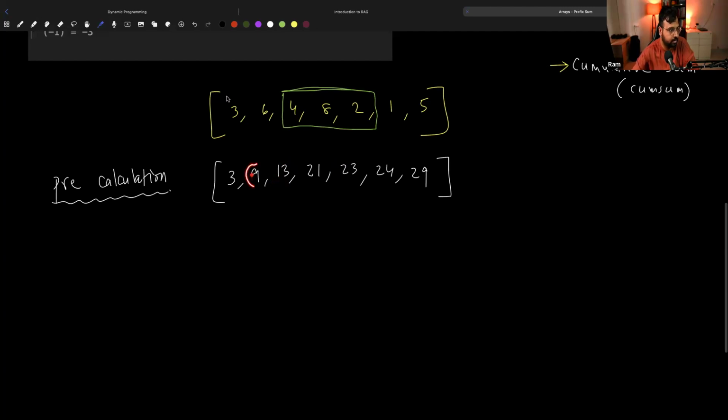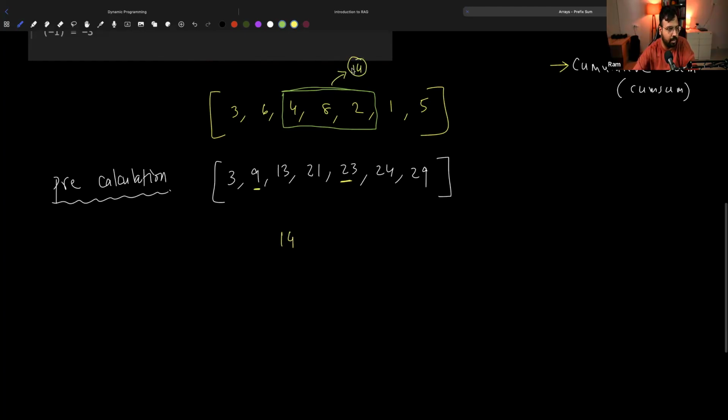Sorry, we need to subtract this part. Okay, so this part is what? 9. So 23 minus 9, are we going to get this sum? Which is what? This sum is how much? 14. And if we do 23 minus 9, we'll get 14. And this sum is also 14.